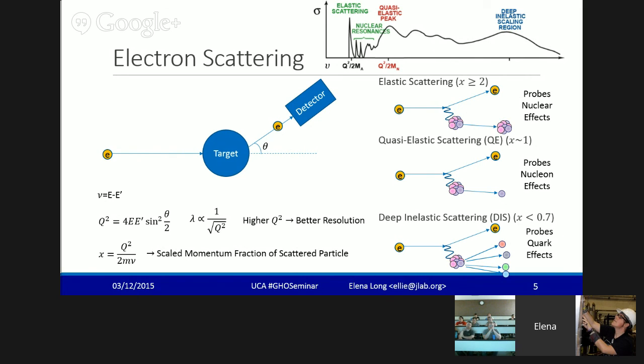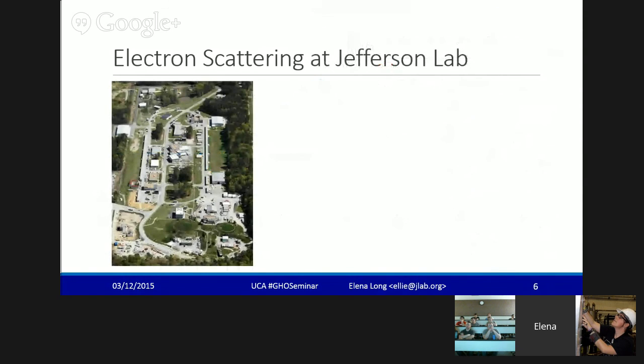We can start really looking at what they're doing. So I'm going to be referring back to elastic scattering, quasi-elastic, and deep inelastic scattering as we go through the rest of the talk. A place where we do this kind of work is at Jefferson Laboratory, which, as I mentioned, is in southeastern Virginia.